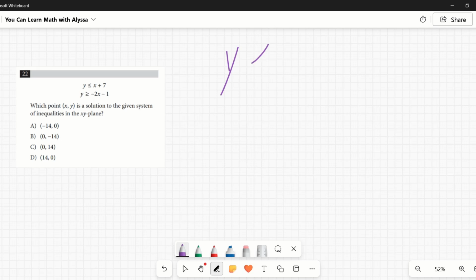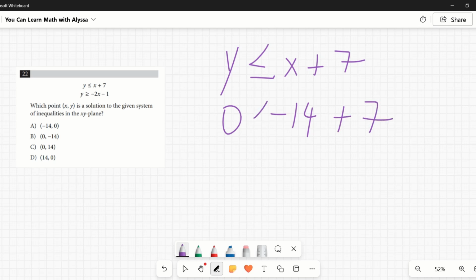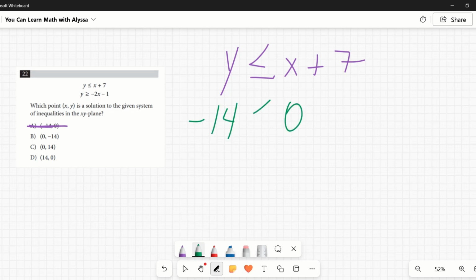You can say, okay, for y is less than or equal to x plus 7, take negative 14 and 0. Plug in negative 14 for x, 0 for y. Is 0 less than or equal to negative 14 plus 7? Well, negative 14 plus 7 is negative 7. Is 0 less than or equal to negative 7? No. A is out. Then you can say, okay, what about 0 and negative 14? So I plug in 0 for x, negative 14 for y. 0 plus 7 is just 7. Is negative 14 less than or equal to 7? It is, so B is a possibility.